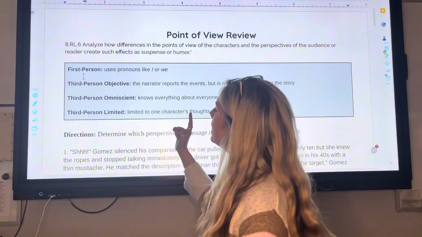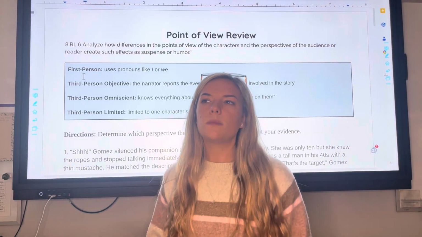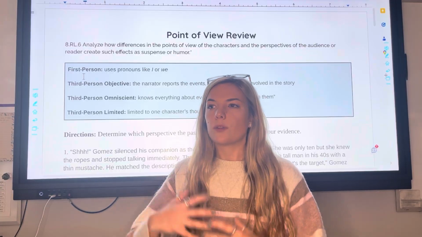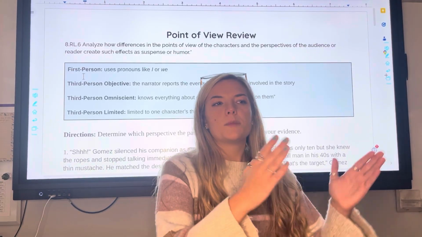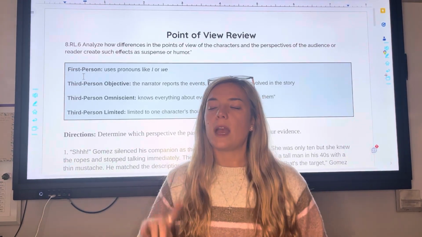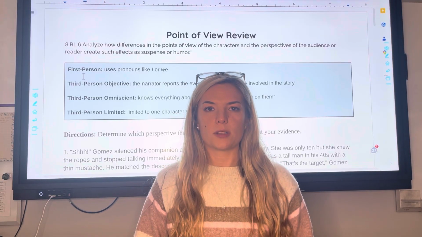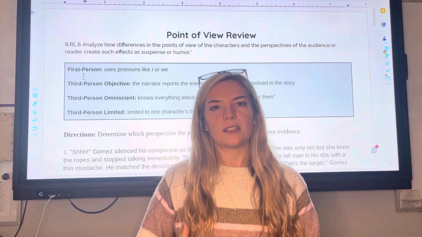The last one is limited, and it's kind of like omniscient, except we're limited to one character's thoughts and feelings. So if we're reading a story and we're observing what's happening with everyone else, but we have one character that's talking about their thoughts and feelings, that would be third person limited. Now let's get into the practice.